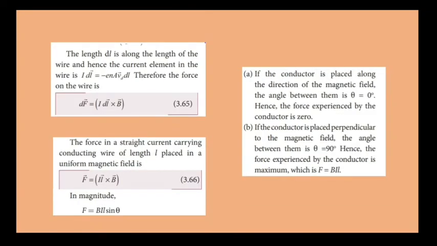So dF is equal to, the length dl is along the length of the wire, so the flowing current element in the wire is I dl. I dl is equal to minus e n A Vd dl. So therefore the total force on the wire, the force dF felt, is equal to I dl into B.